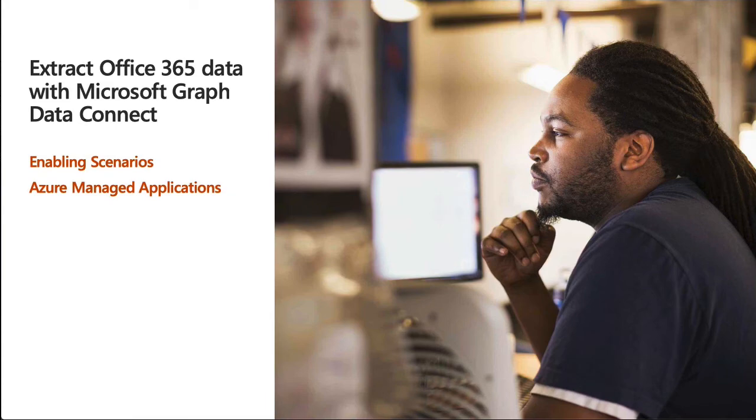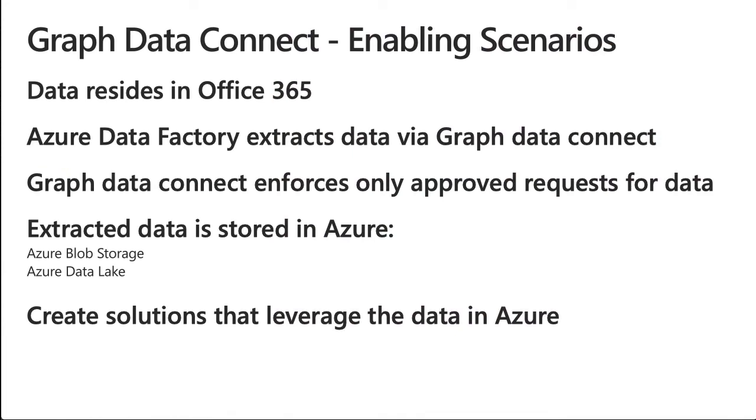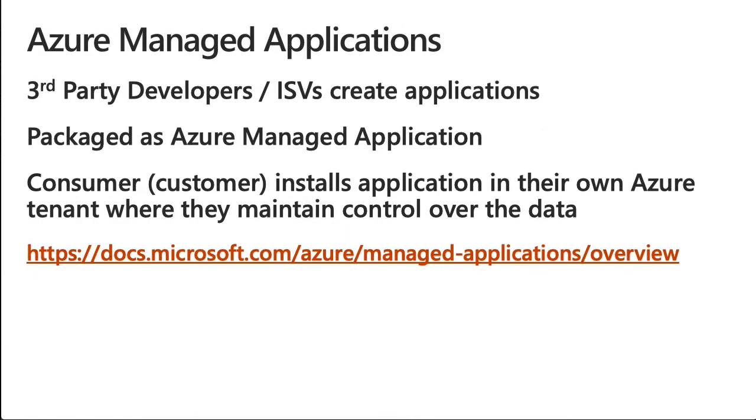we've pulled out. What kind of scenarios are available to us, and how can we create applications that leverage it? So what kinds of enabling scenarios does this support? We've already talked a little bit about this. Remember, data resides in Office 365, and we use Azure Data Factory to extract the data using Graph Data Connect, which is also going to ensure that only approved requests are going to run. All that extracted data is going to be stored inside of Azure, and then we can create custom solutions that leverage that data in Azure.